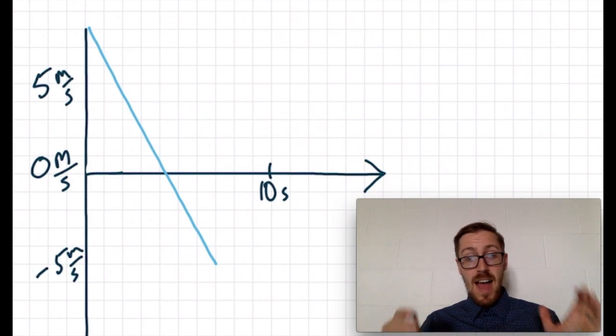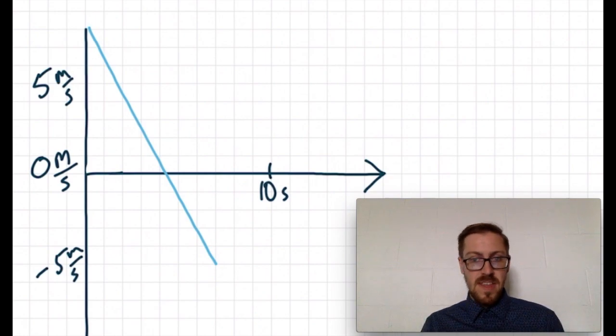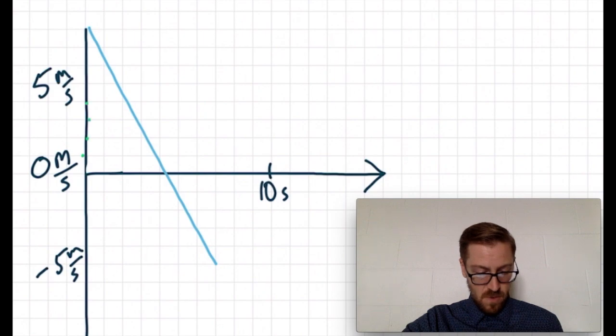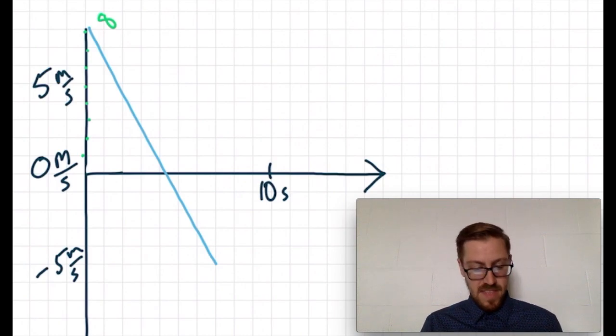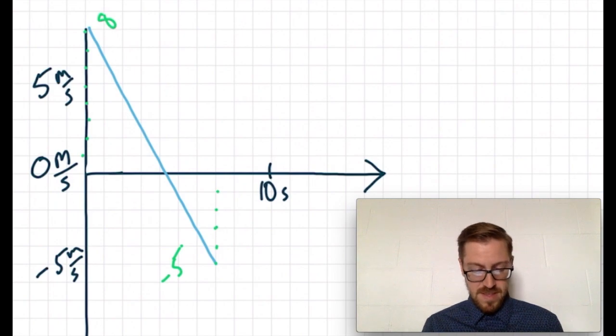Do another example here. I didn't even count this one ahead of time. I just randomly drew this. So let's take a look here and see what we got. We start at 1, 2, 3, 4, 5, 6, 7, 8 meters per second. We end at -1, -2, -3, -4, -5. So we end at -5 meters per second. So to find our change, we take our end minus start, -5 minus 8.